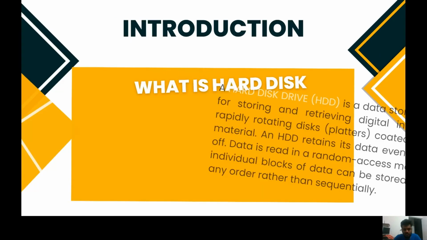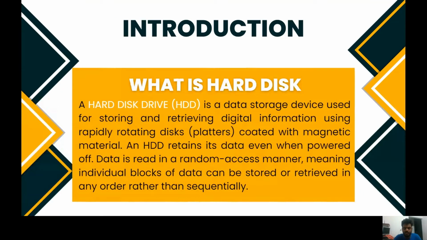Now we start with our presentation by the introduction. So what is the hard disk? The hard disk, HDD, is a data storage device which is used to store data and retrieve digital information rapidly on a rotating disk, which is coated with some magnetic material. An HDD retains data even when the power is off, and data can be stored or retrieved in any order rather than sequentially.